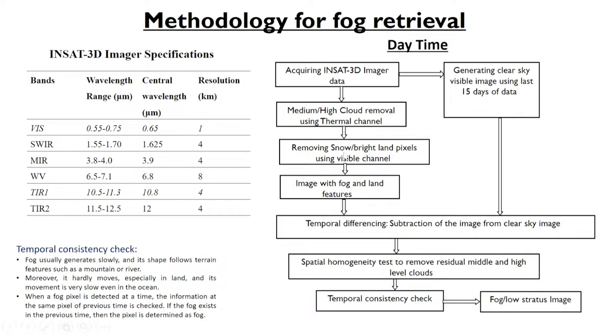So once the snow, bright land pixels, and high and mid level clouds are removed, I am left mainly with the fog and the other land features, which may include vegetation, buildings, land, everything.